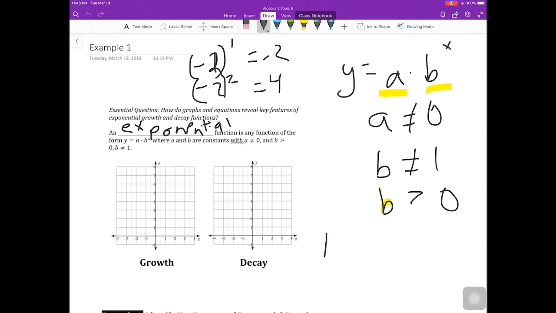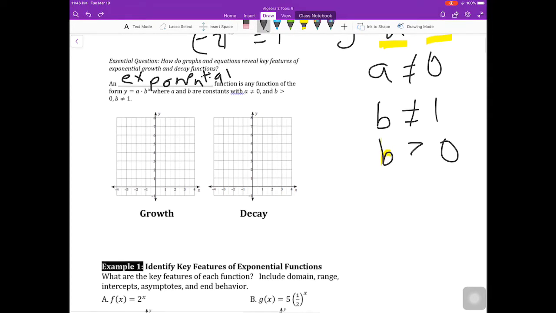And then the next thing we're going to do is just talk about, generally speaking, what these equations look like. So for a growth function, they have a shape that looks like this. They're flat and then they get really steep really fast. And they're flat on one end because they're going to get really, really close to 0.